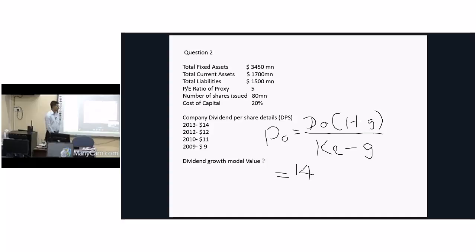Similarly, even in your assignments, the growth rate is not given. You need to find it. So how do you calculate the growth rate? For that, you have been given some information. You have the dividends per share over a couple of years. And this is again what we discussed in the last class. If we have dividends per share over the last few years, based on that information, you can calculate the growth rate.